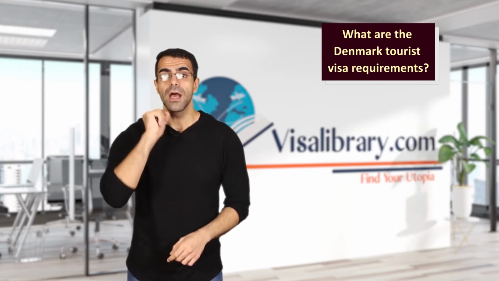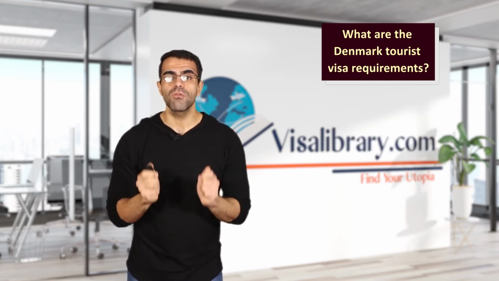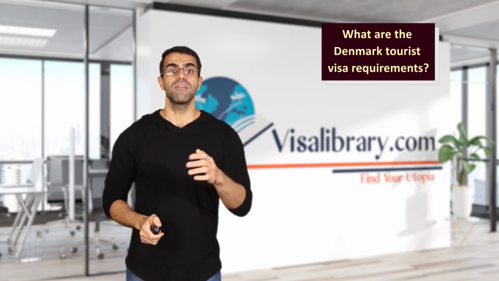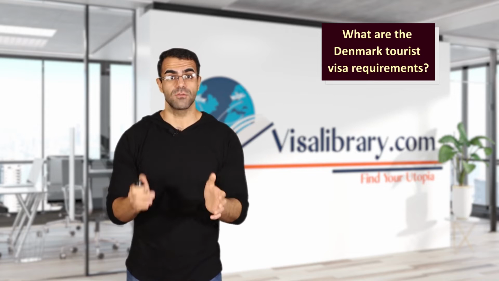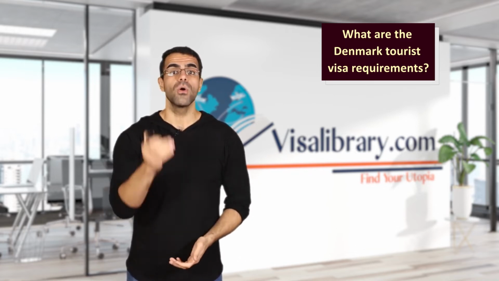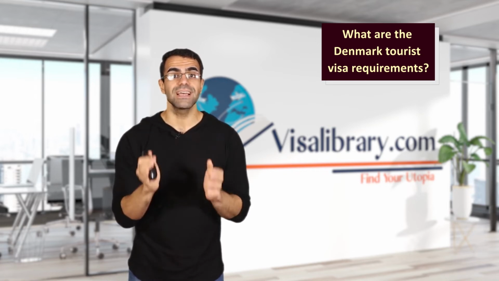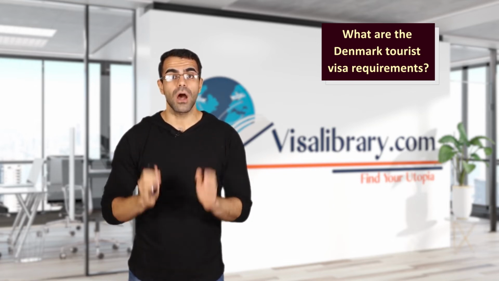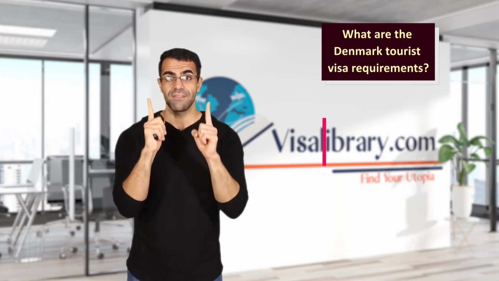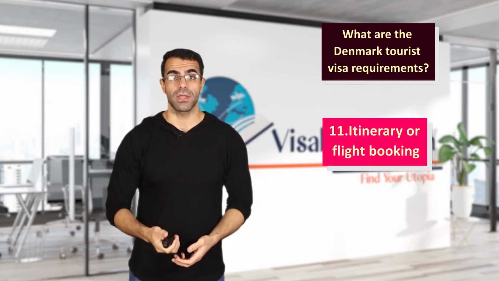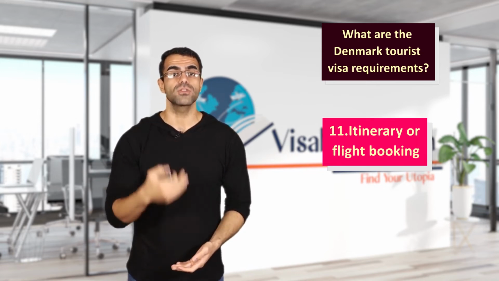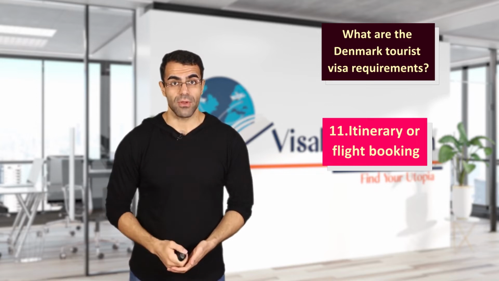Number 10, minors should provide a birth certificate, adoption certificates, evidence of custody if parents are divorced, or a parent's death certificate. Also, they need a parental consent letter and passport copies of both parents or legal guardians. Number 11, itinerary or flight booking. You must provide a comprehensive plan of your flight or your trip to the Schengen area.